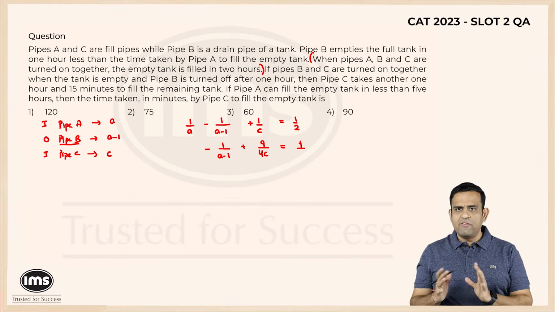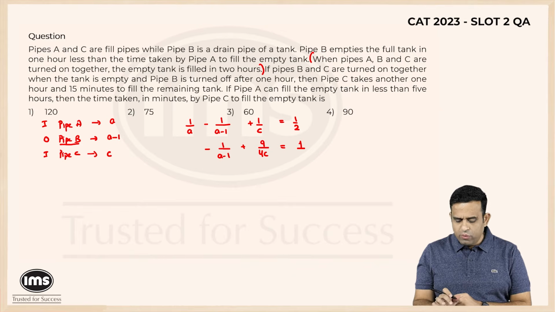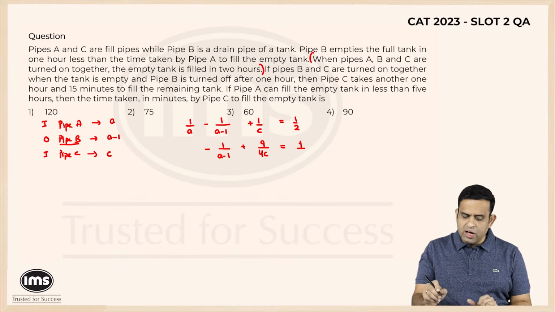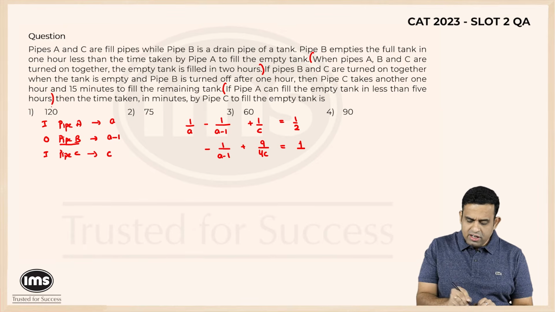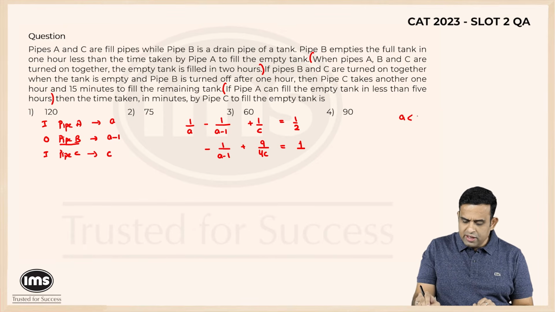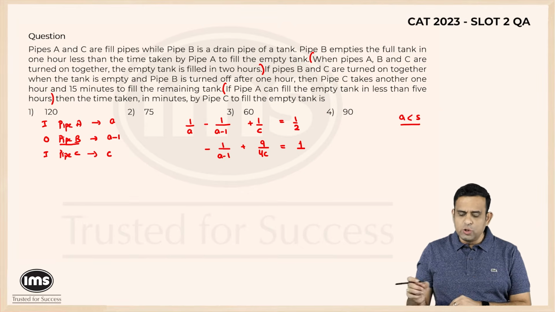So we have two equations involving A and C, and over here people are most likely going to say I want to eliminate the term A minus 1, and they will possibly go into some sort of problem. Rather, suppose I want to cancel out C, because we do have a condition regarding A as well, that pipe A can fill the empty tank in less than 5 hours. That means the value of A needs to be less than 5. So let's try to eliminate the value of C over here.